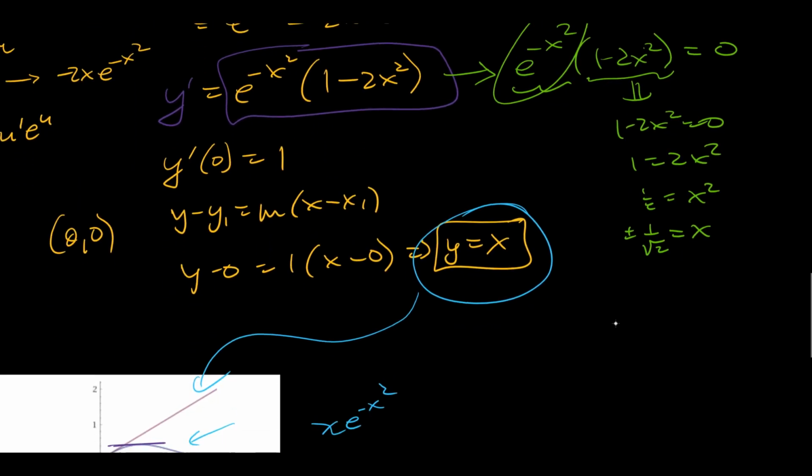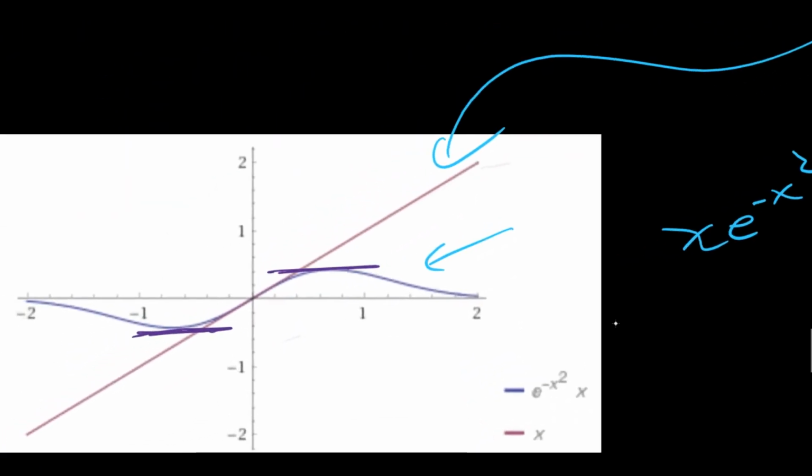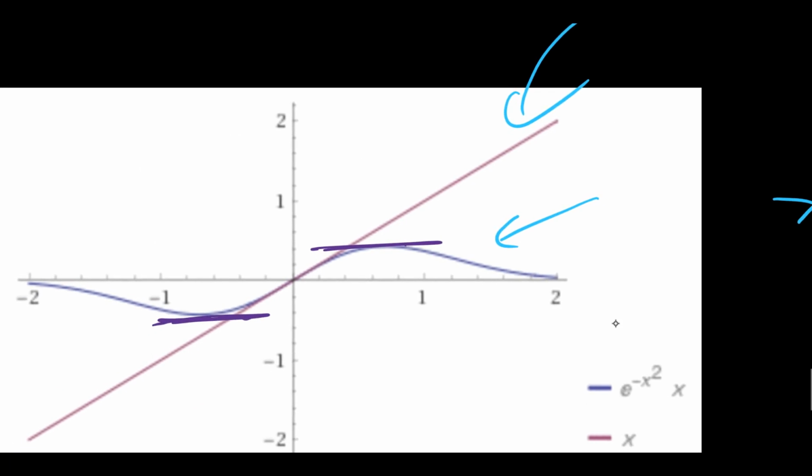And 1 over root 2 is about 0.71. And so when we look at this at 0.71, we should get a horizontal tangent line. And yeah, I mean, this is 0.2, 0.4, 0.6, 0.8. Yeah, about 0.71 is there. Negative 0.2, negative 0.4, negative 0.6. Yeah, sure enough, somewhere in there. And so it checks out like it should.